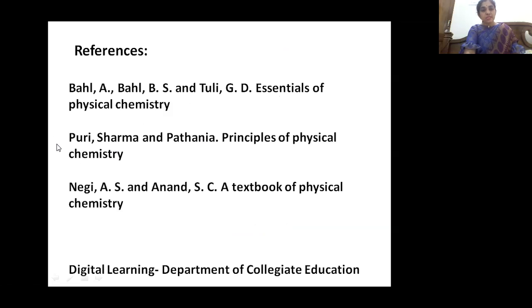For references, you can use Bahl A, Bahl BS and Tuli GD. That is, the textbook is Essentials of Physical Chemistry. You can also refer to Principles of Physical Chemistry by Puri, Sharma and Pathania, and A Textbook of Physical Chemistry by Negi AS and Anand SC. You can also refer to other physical chemistry textbooks for this session.